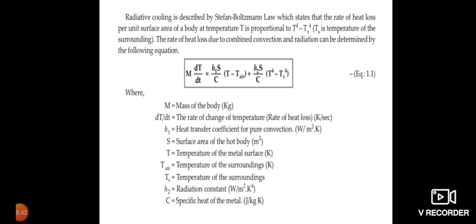Then next, H1. H1 is the heat transfer coefficient for pure convection. S is the surface area of hot body. Whatever object we are going to take, in whatever shape, we have to measure the surface area. For a cylinder, we will use the area formula of a cylinder. T is the temperature of metal surface. T air is the temperature of surrounding. Ts is the temperature of surroundings. H2 is your radiation constant. C is the specific heat of the metal. The metal's specific heat can change, but we will consider a specific heat here.